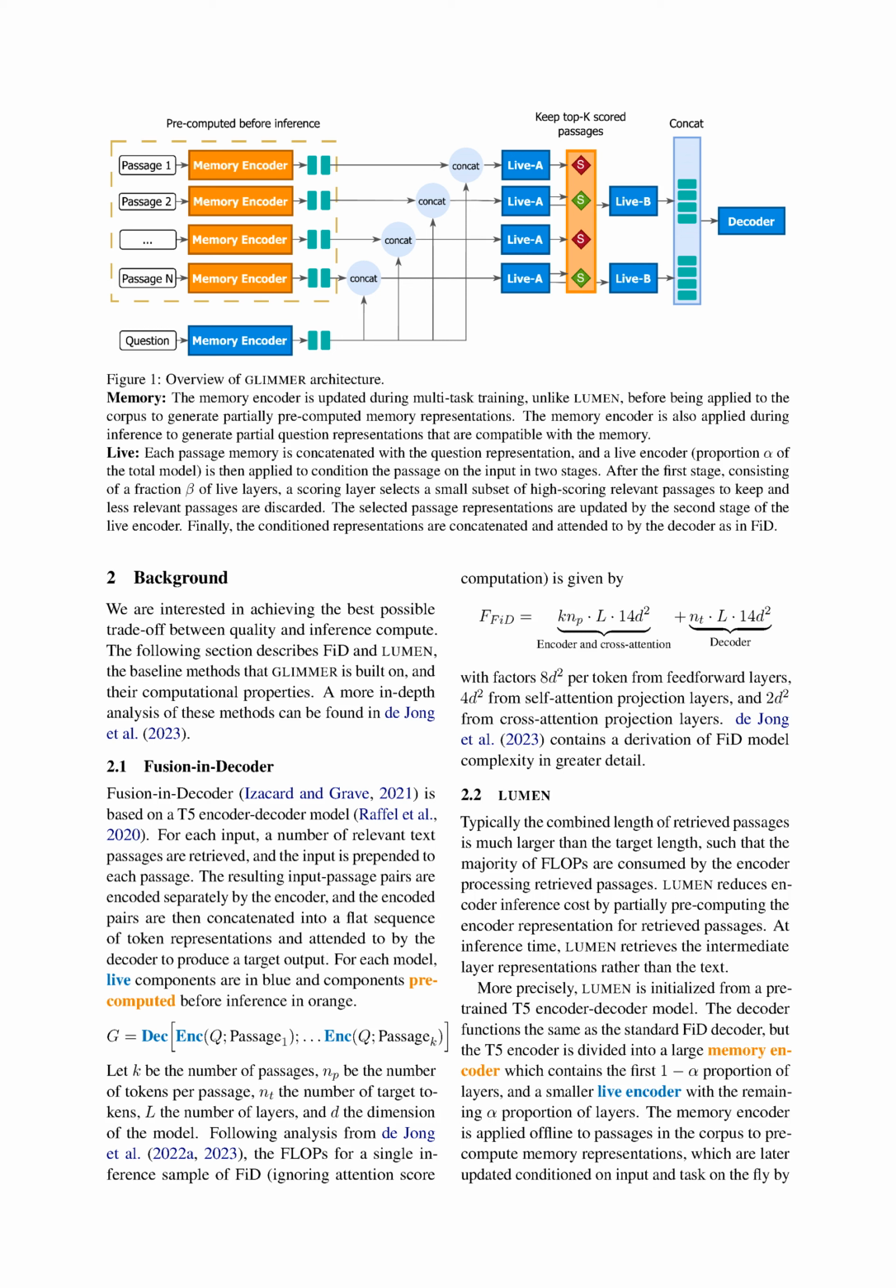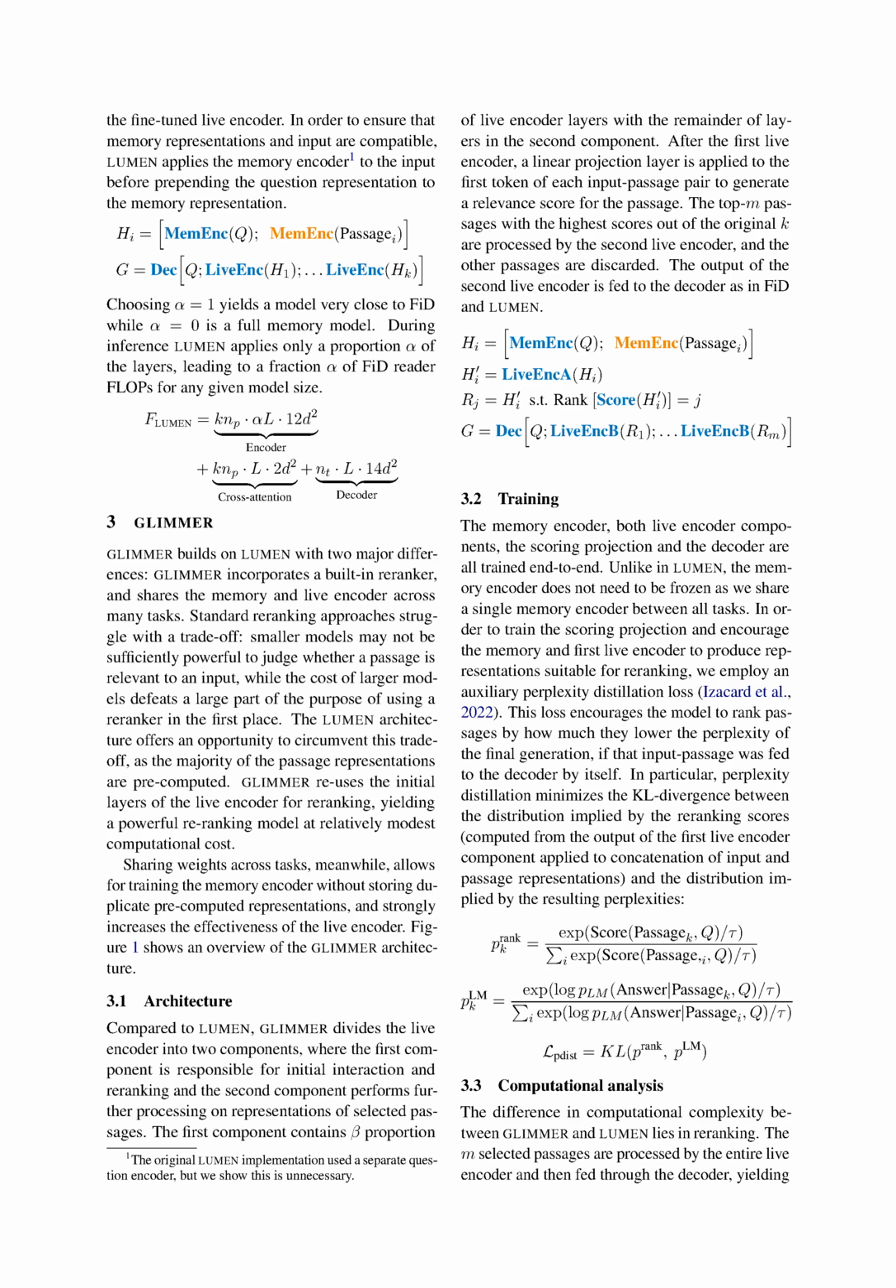Let's discuss the mathematical representation of the above process, using simpler language. We will denote by K the number of text passages, n_p the number of tokens per passage, n_t the total number of target tokens, L the number of layers in the model, and D the dimension of the model.